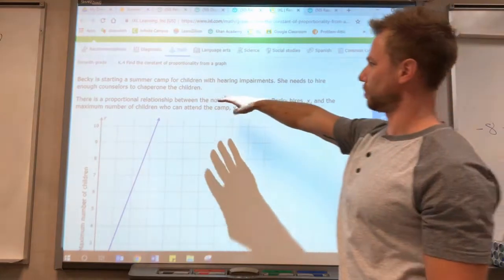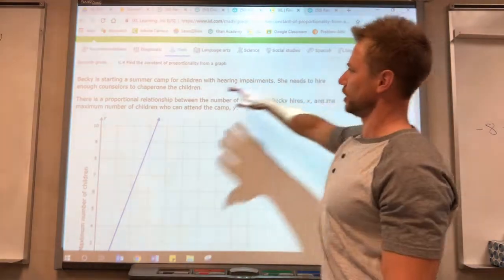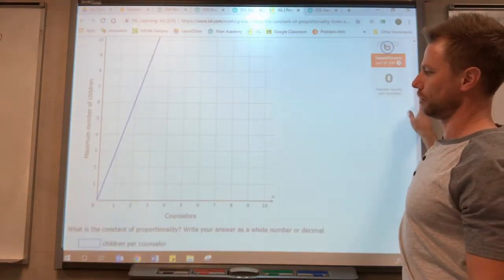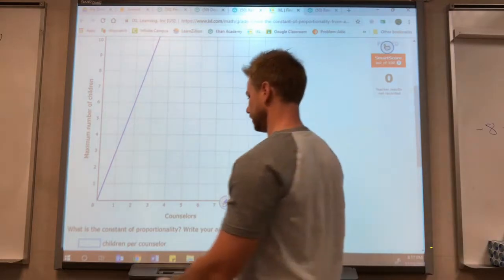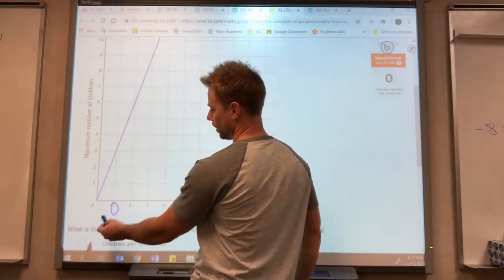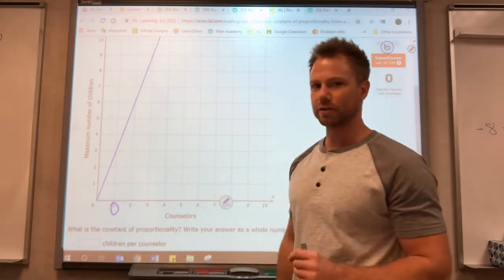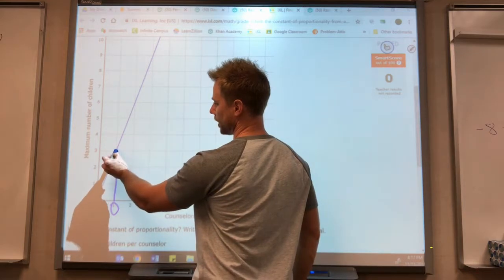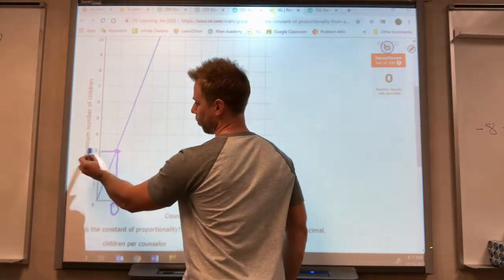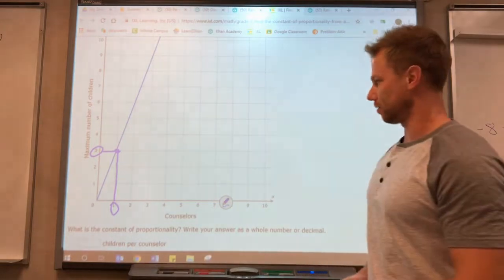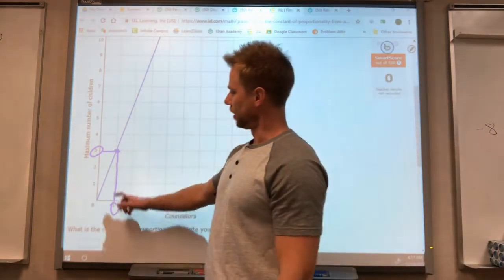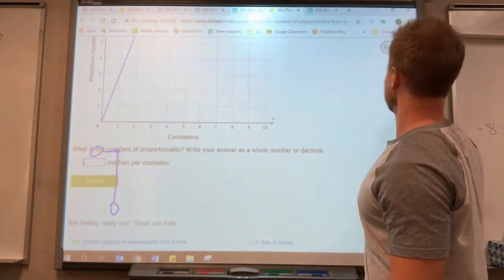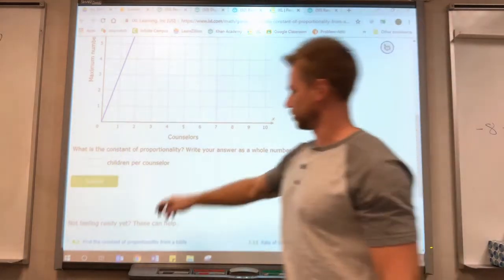It says Becky is starting a summer camp for children with hearing impairments. She needs to hire enough counselors to chaperone the children. Okay, so how many children per counselor? So we want to find, we start at 1, because the unit rate always compares to 1. So we start at 1 chaperone, we go up until we hit the line. And we can see that hits the line, we go over, and we can see that's right at 3 children. So what that means is that there's 3 children for every 1 counselor. So how many children per counselor? Would just be 3.